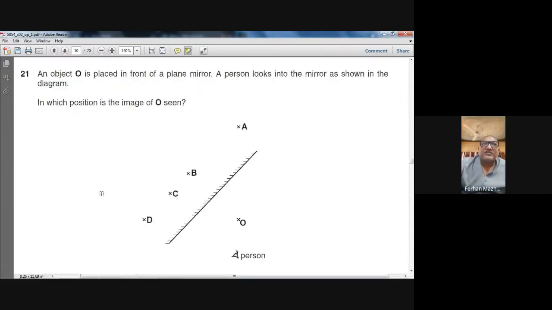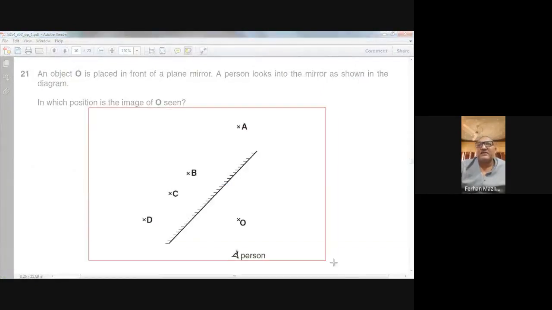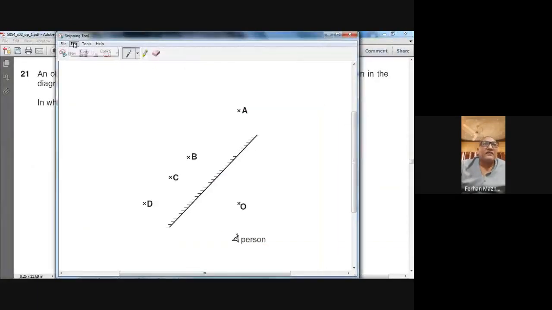Okay, the next question. An object O is placed in front of a plane mirror. The person looks into the mirror as shown in the diagram. In which position is the image of O seen? Okay, so let me copy it from here and we will see how this works. So I will show you how this actually works.